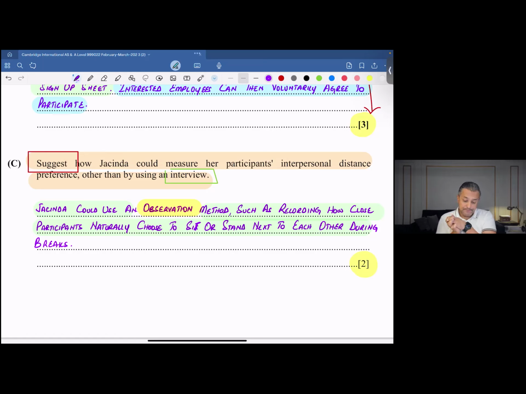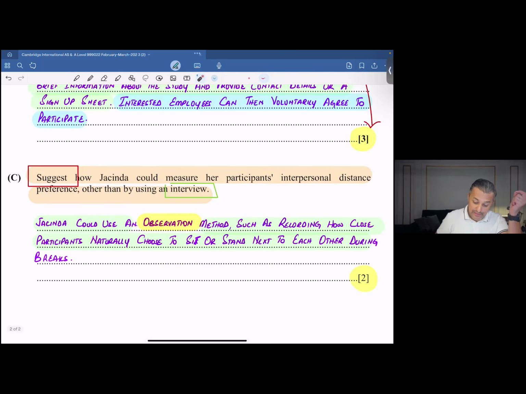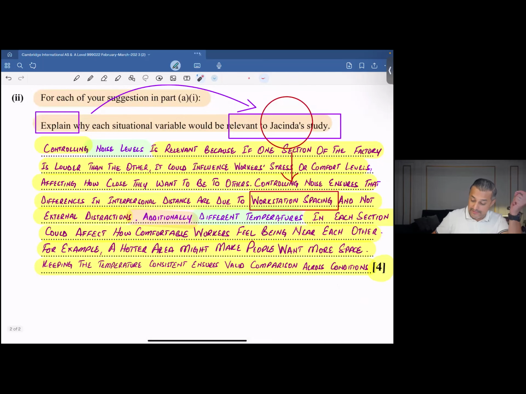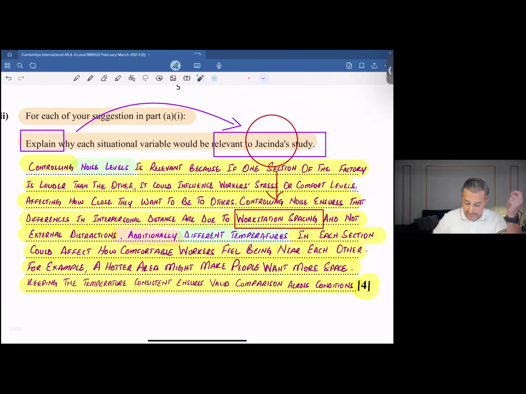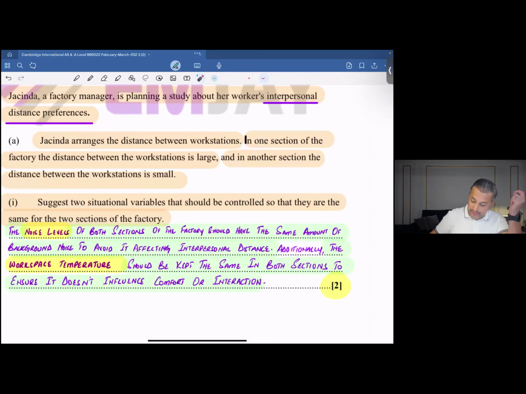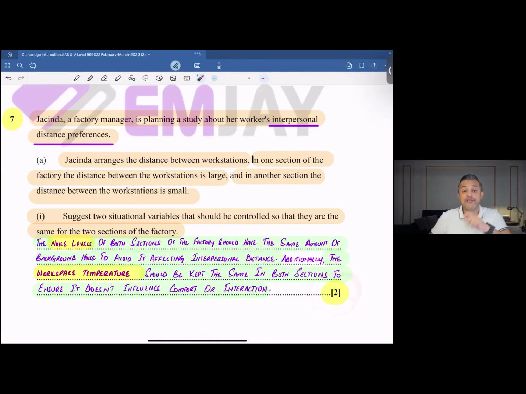The idea behind this quick little revision lesson was to remind you that not only do you need to know your research methods, you need to know them well enough so that you're able to apply them. Number two, if you calculate the marks: 2 and 3 makes 5, 5 and 4 makes 9, and two more makes 11. So this question number 7 is of 11 marks.